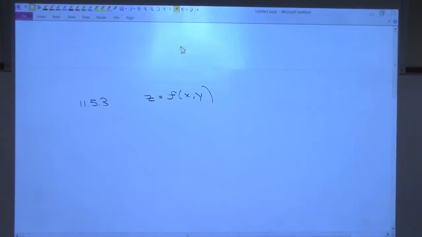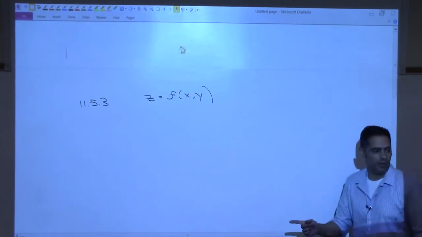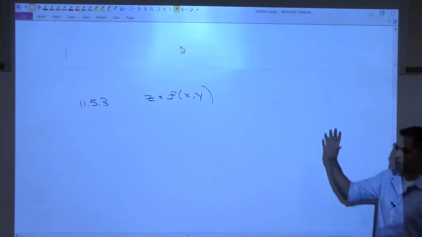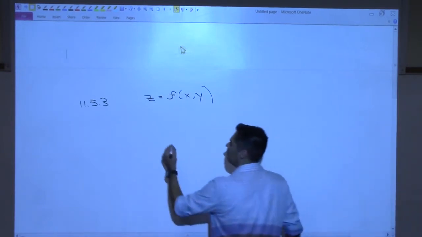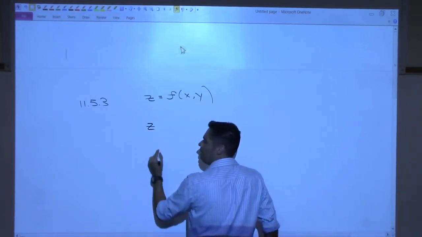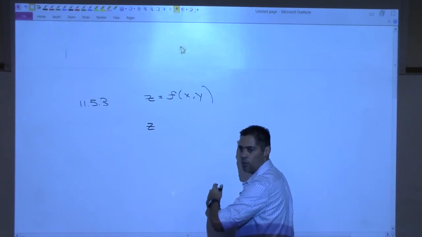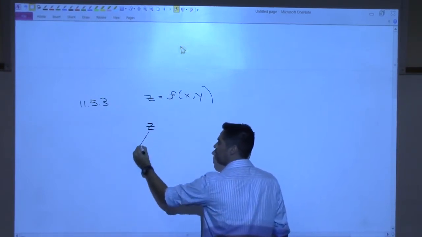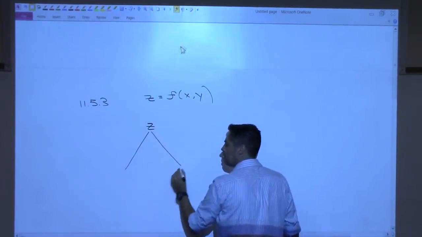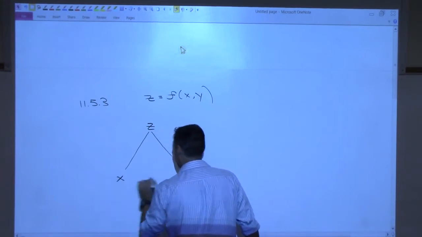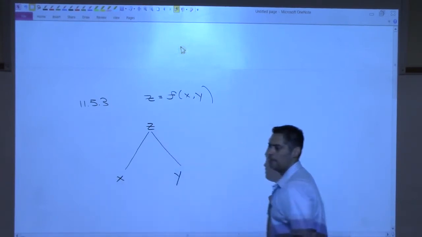What do you need in order to determine the value of z? You need both x and y, don't you? So if I'm going to draw a diagram of this, I have z up top, but it depends on both x and y. So I would have to draw 2 lines coming off of this. This would be x, and then this would be y, wouldn't it?